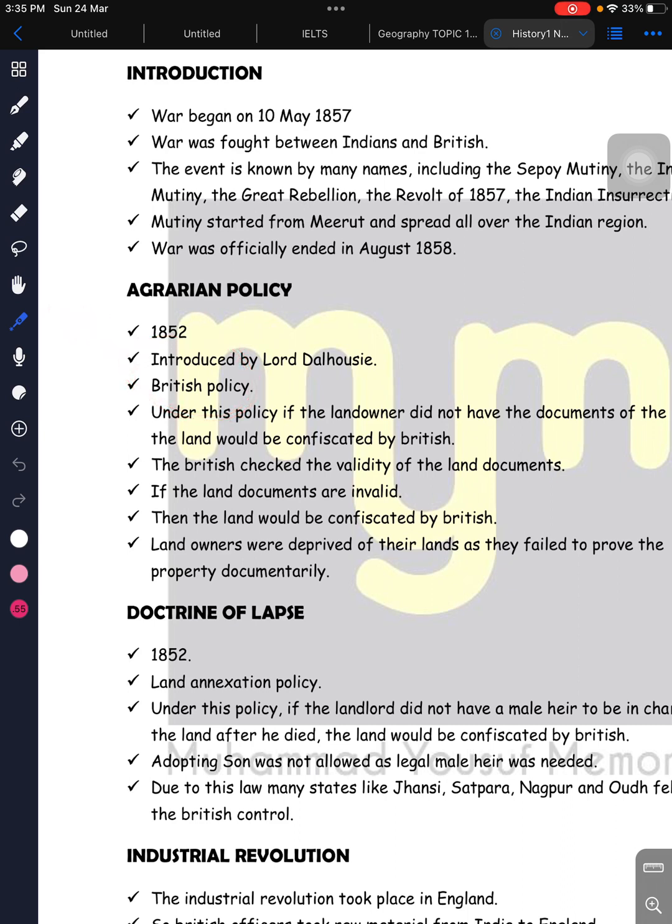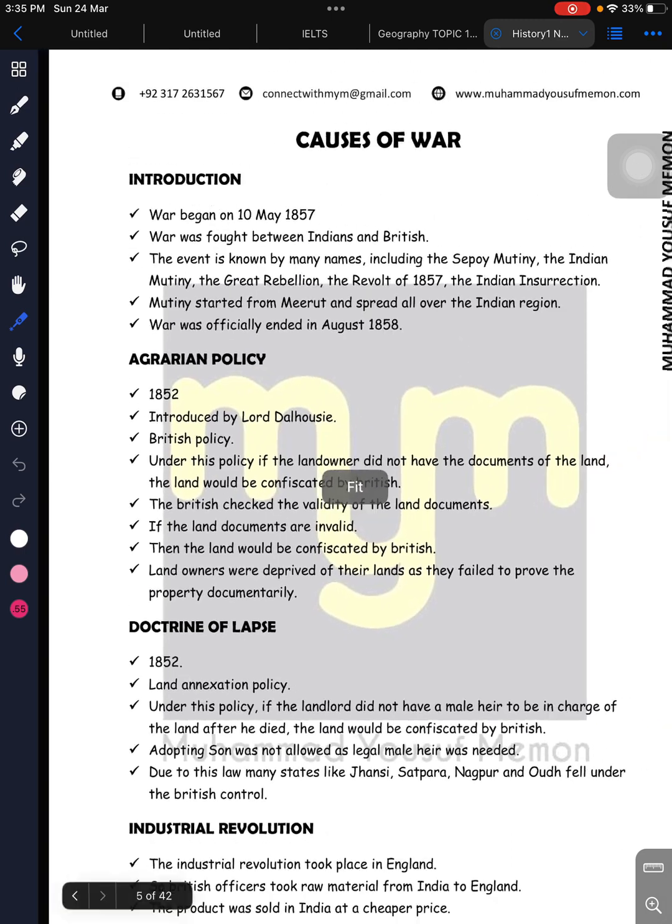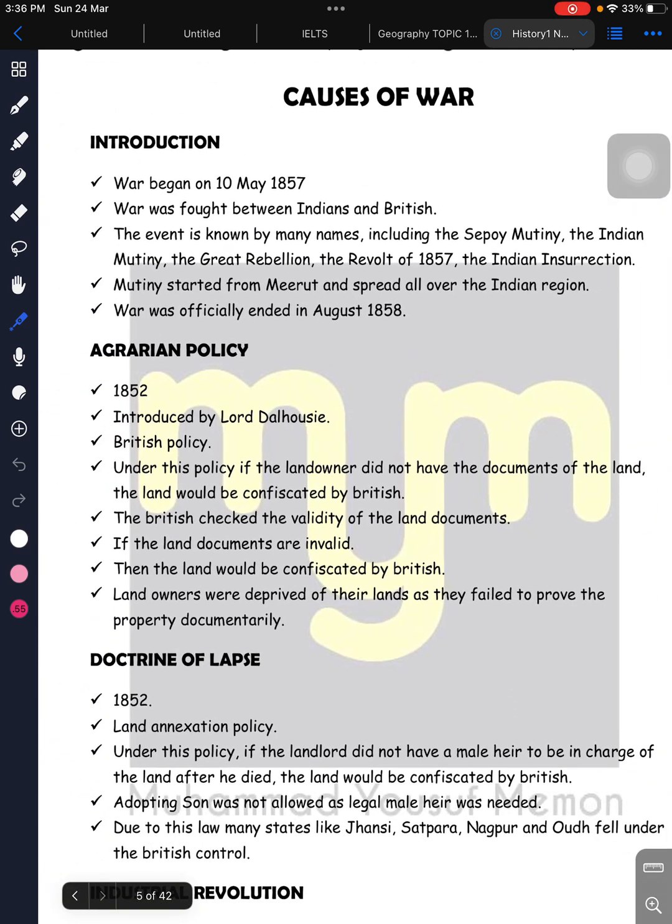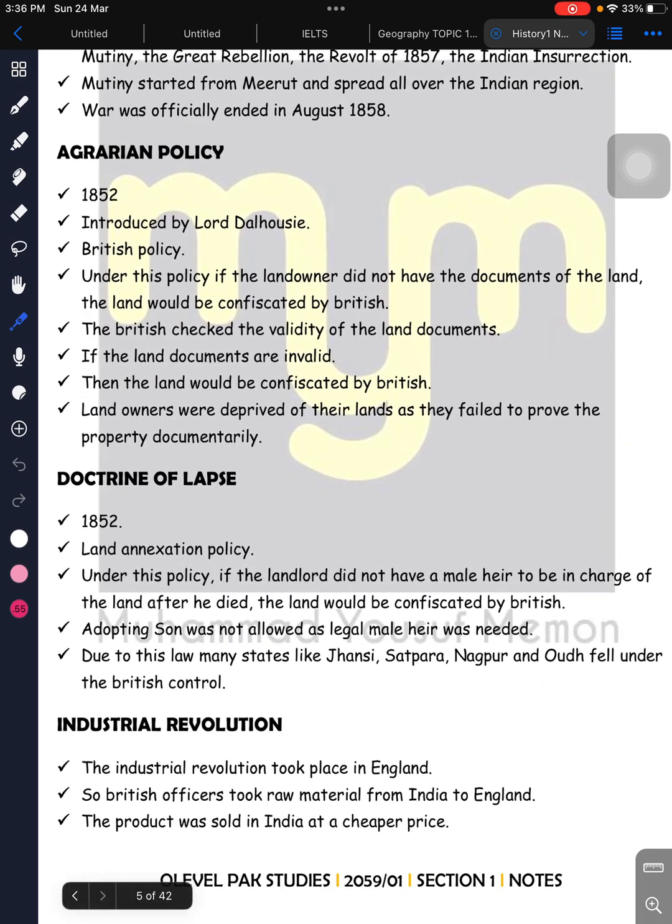Under this policy, they told that if the landowner does not have the documents of the land, the land will be confiscated by the British, which means it will come under the British. So the British will check the validity of the documents, and if someone cannot show the documents, the land will be confiscated by the British. Many of the landowners were deprived of their land because they failed to prove the validity of the documents of their property.